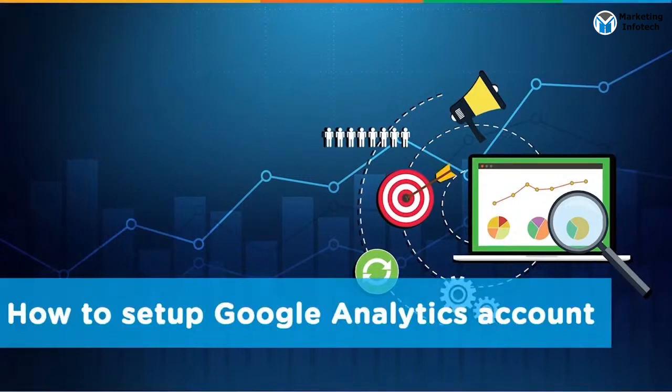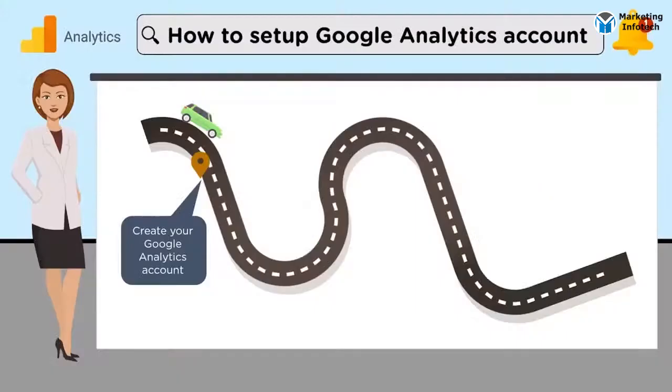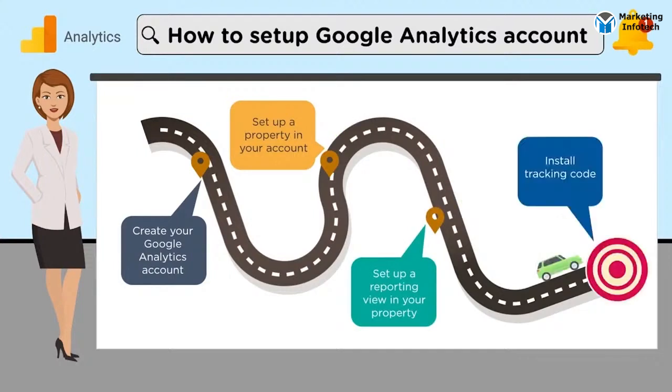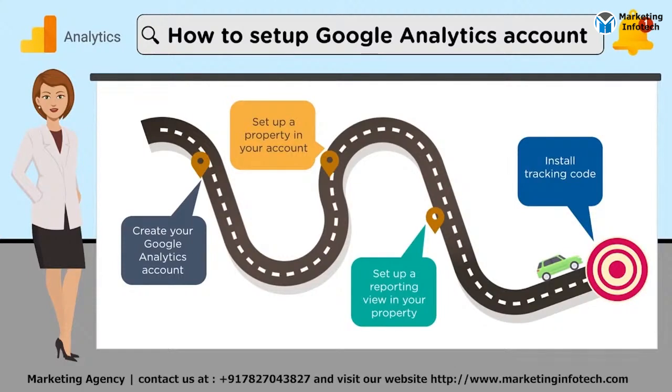We're going to start out with how to set up a Google Analytics account, and we're going to talk about everything that entails, including creating your Google Analytics account. We're going to talk about setting up a property in your account and what a property is. We're going to talk about setting up a reporting view in your property, and we're going to talk about installing the tracking code. So those are the series of steps we're going to go through today in terms of setting up a Google Analytics account. So let's get right to it.